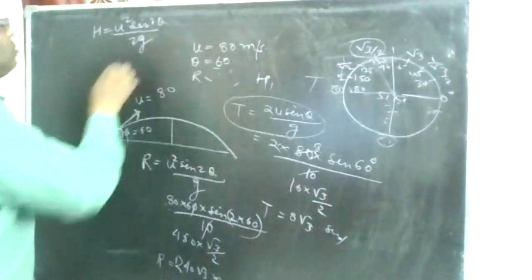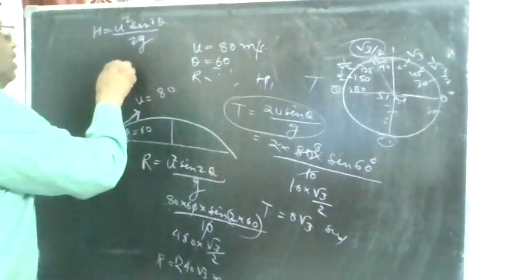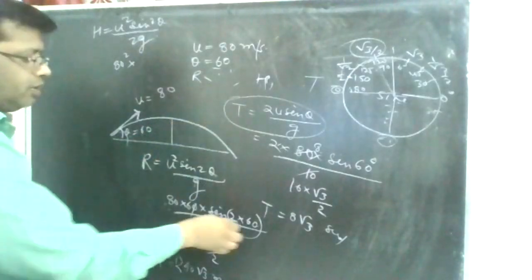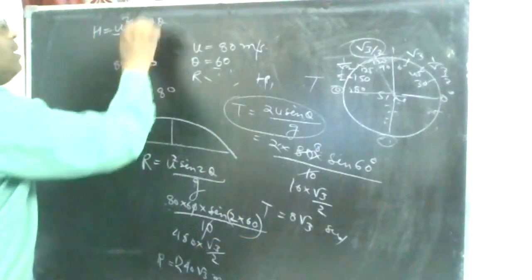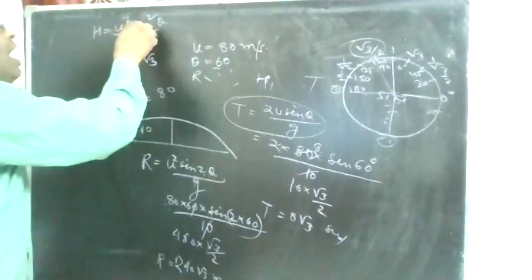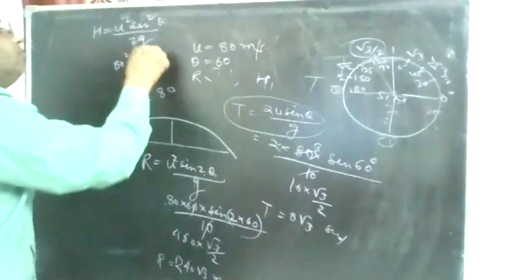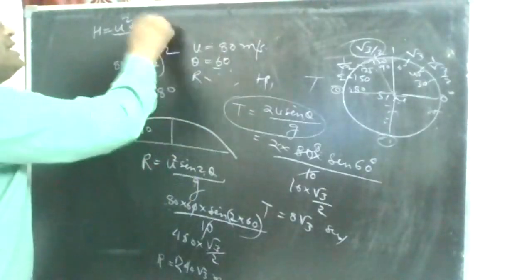What is the initial velocity? 80 square, sin square theta. What is the value of sin 60? Sin 60 is root 3 by 2, and its square. Here range has sin 2 theta, while height is u square sin square theta. You put the value of theta as 60.